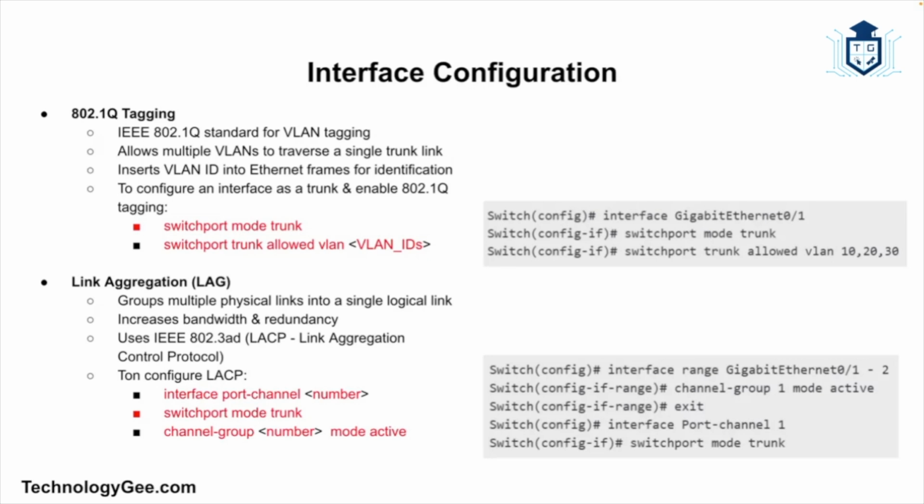And then we have what is called link aggregation. So link aggregation, this groups multiple physical links into a single logical link to increase bandwidth and redundancy. And the IEEE standard for link aggregation is 802.3ad, or LACP, which stands for Link Aggregation Control Protocol. And if you want to configure LACP, you would type in commands that look like this right here.